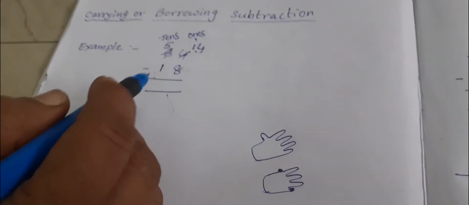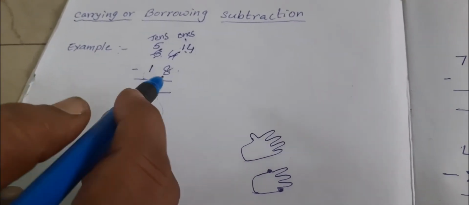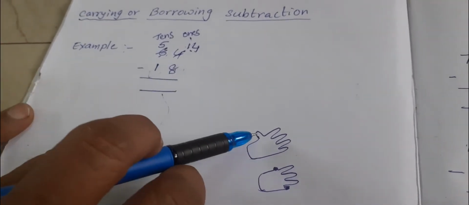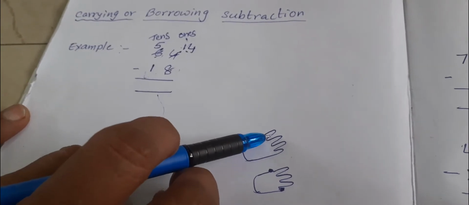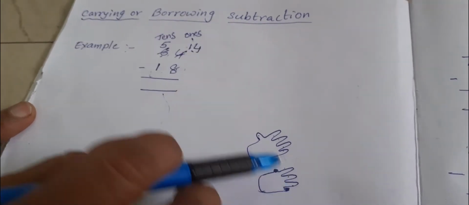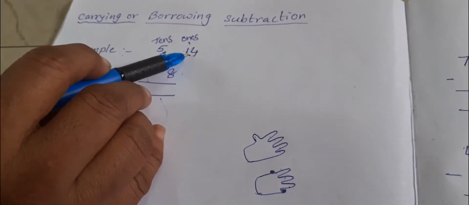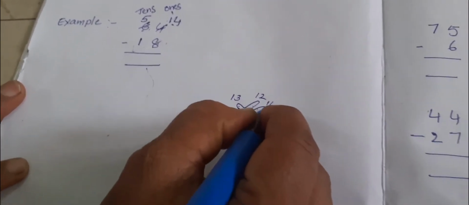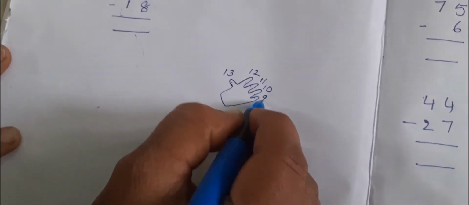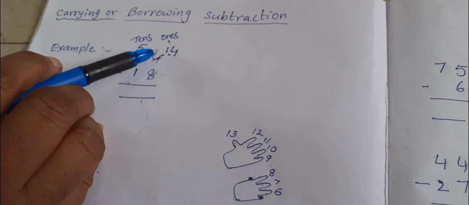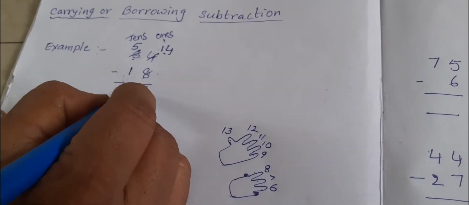So now we count backward. We take 8 fingers. Here 8 fingers. 1, 2, 3, 4, 5, 6, 7, 8. Now from 14 back: 13, 12, 11, 10, 9, 8, 7, 6. 8 subtract from 14, we got 6.